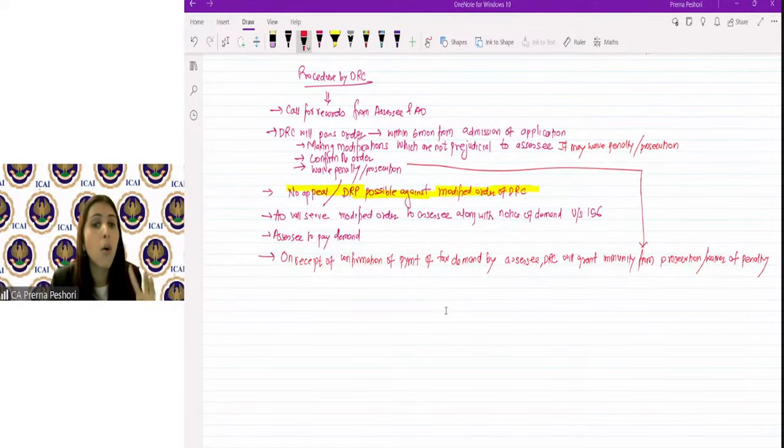So as I told you, it operates like the settlement commission. So what is the condition? That the assessee has paid the tax and has cooperated with the DRC. And then the prosecution proceedings should not have been initiated before the application made to the DRC. Are we clear? So just write down.